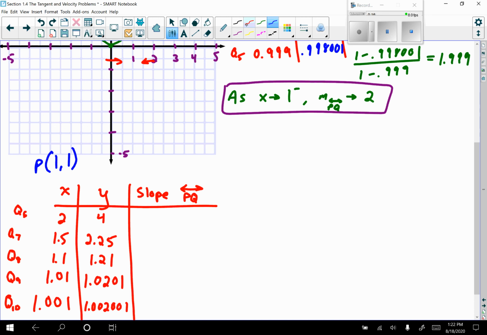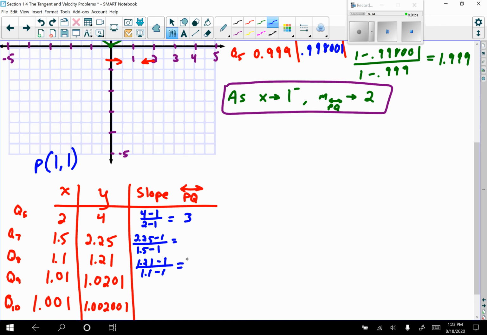So here the slope would become, since I'm going to the right, I'll take the Q points and subtract them here. So we'll get 4 minus 1. I'll subtract P from the Q points over 2 minus 1. So here I get a slope of 3 over 1. Next, we're going to do 2.25 minus 1 over 1.5 minus 1 and continue. The third one we'll do 1.21 minus 1 over 1.1 minus 1.